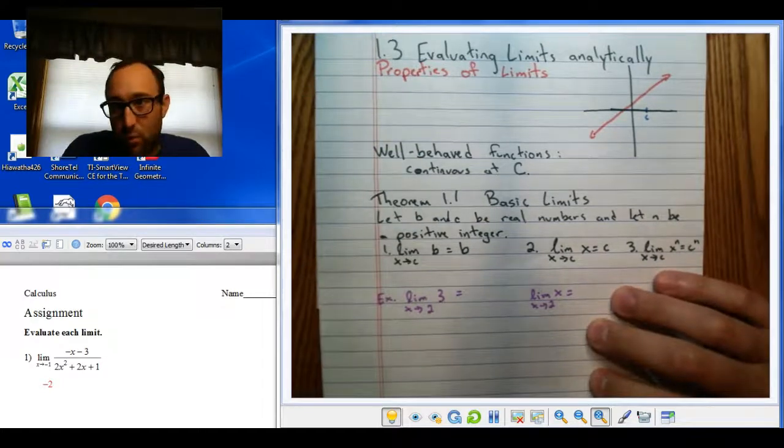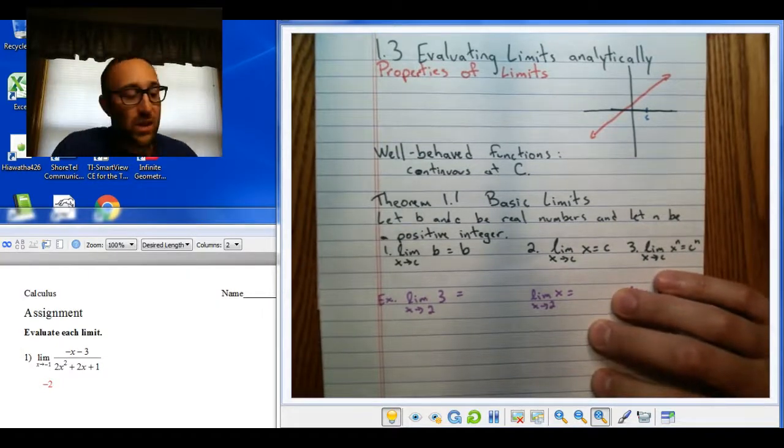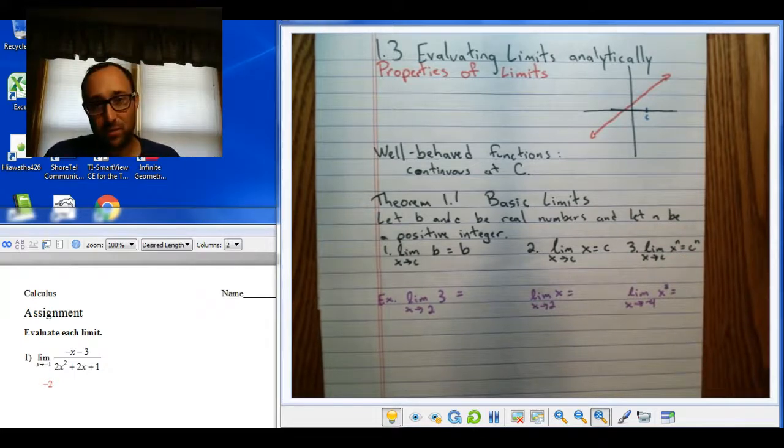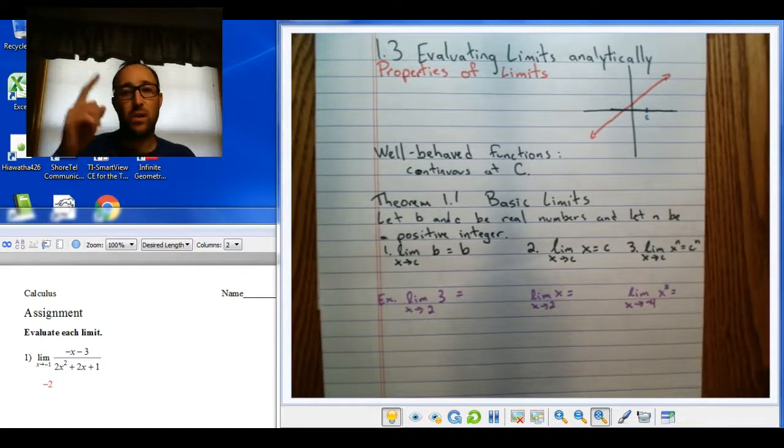We're going to start here with 1.3, evaluating limits analytically, and we're going to talk about properties. We have a lot of properties, lots of theorems. They're fairly straightforward, but we need to get the basis, that way we can move on to when they get a little more complicated in one of the next videos.